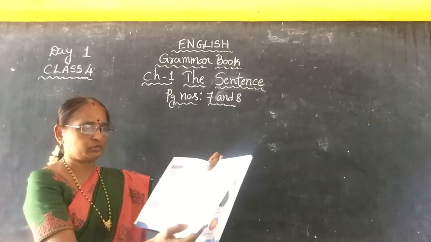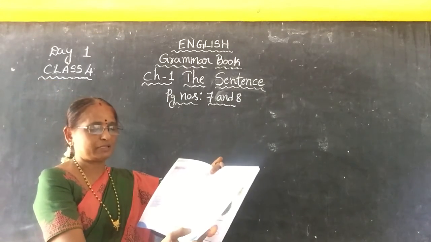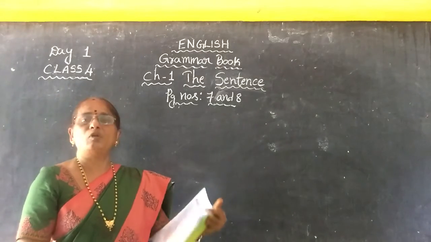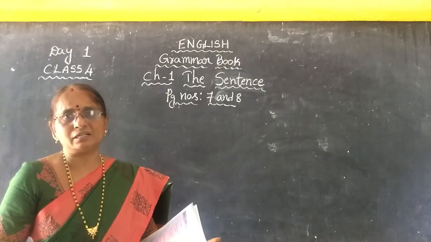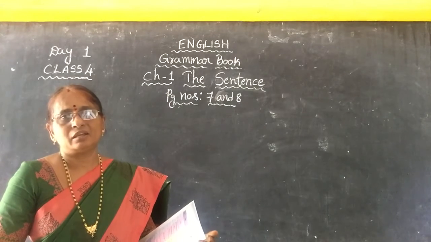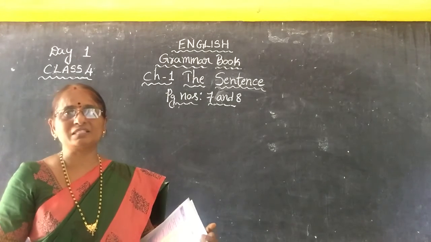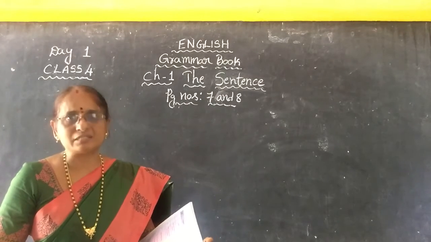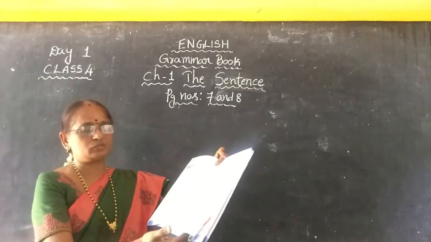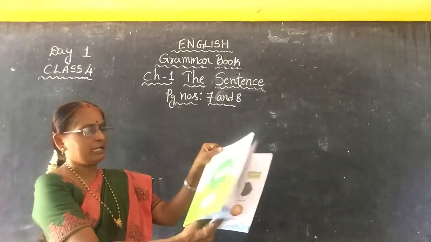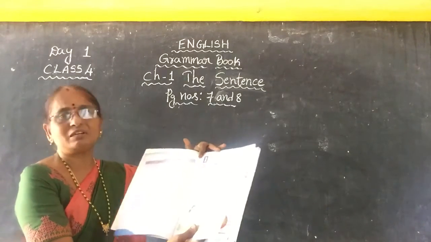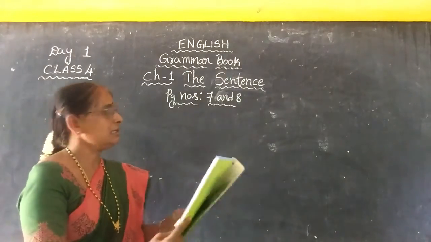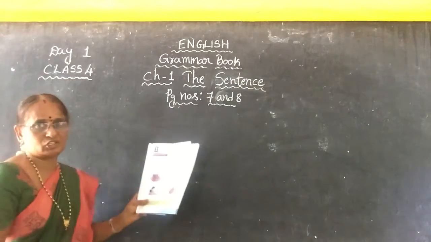Okay, we have to go through it today. Let us know about page numbers 7 and 8. What is called a sentence? What are the rules to write the sentence? How to start the sentence? How to end the sentence? Which sentence is called a correct sentence or proper sentence? How to arrange the words? All these things let us know from our English grammar book, chapter 1, the sentence, page numbers 7 and 8, children. Okay? See the sentence, page number 7, children, grammar book.